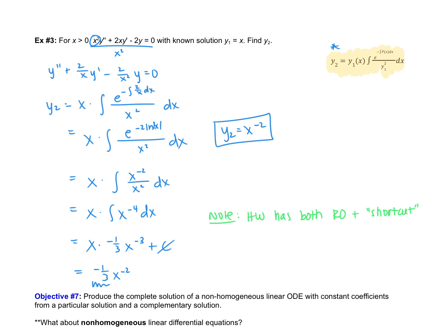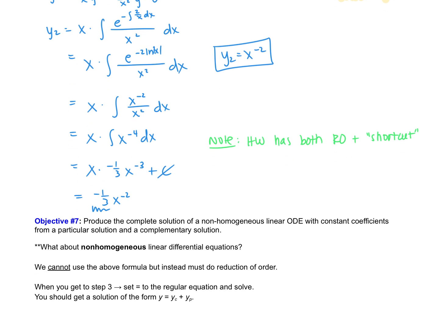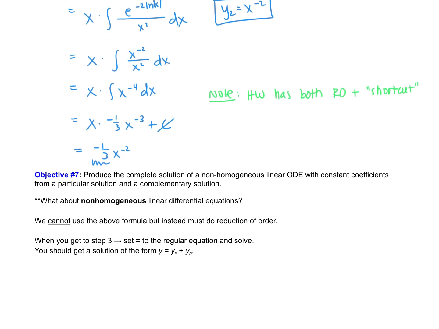Okay, so I've said this a few times, but I want to remind us that all of these reduction of order problems that we've been doing so far apply to homogeneous linear differential equations. And so the question, of course, is what happens if the equation is non-homogeneous? And so let's take a look at these few last notes down at the bottom. So what happens if you have a non-homogeneous linear differential equation? Unfortunately, we cannot use that shortcut or that formula above, but you do have to do the entire reduction of order process.